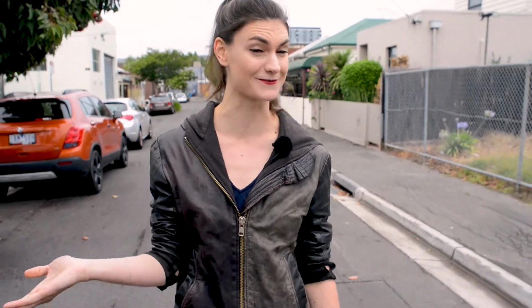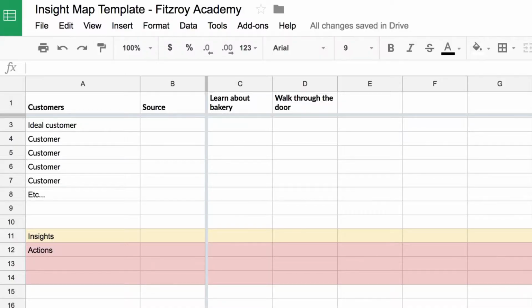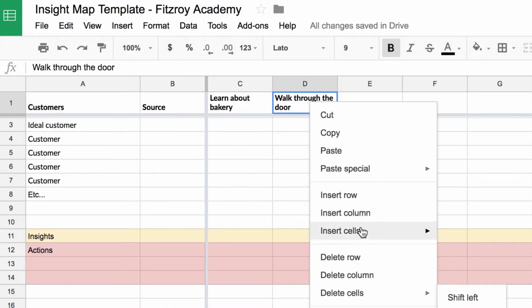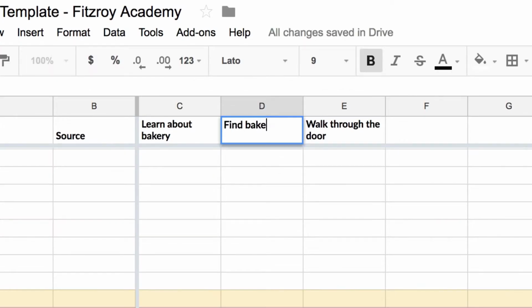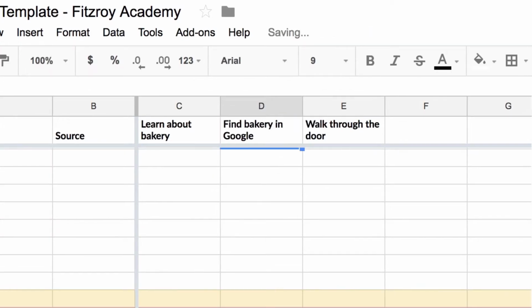Once you've written down a touch point, think about what someone would have to do right before or right after. You might find a more important touch point that you hadn't thought of. So I'll keep walking into the bakery here, and then add a new column before, which we'll call Find the Bakery in Google.